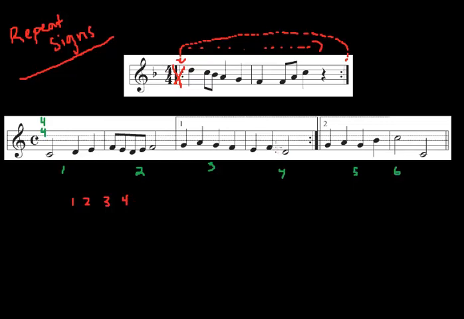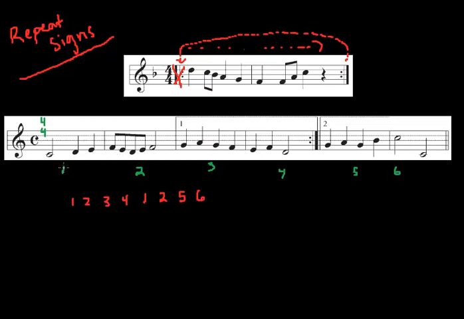Now, what is that telling us to do? It's telling us to go back to that piece, right? So you have to go back all the way to the start, play one and two, one and two. Now, it's telling us to replace this section with two, right? So what's under two? Well, that would be five. So instead of playing three, we now go to five. And the last measure would be six. So that's actually how it would be played if you had to replace measures.